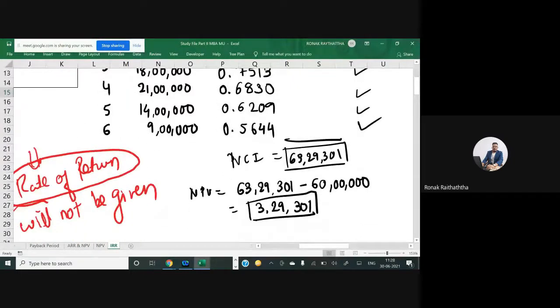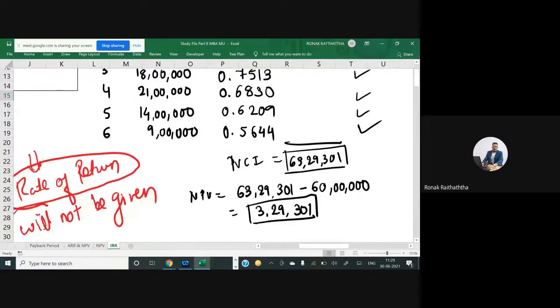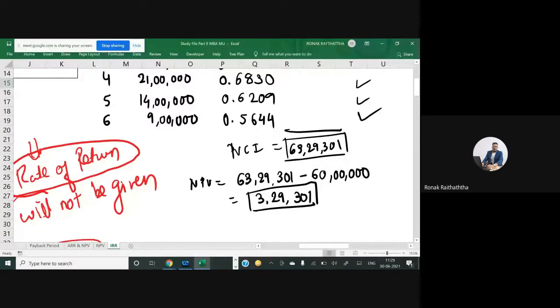Say if this NPV would have been negative, I'm just taking a hypothetical example. If this NPV were negative and we want to reach 0, that means we should increase the NPV. So the discounting rate should be lowered further, and we would take say 5% as rate 2. But right now the NPV is positive. We want to reach 0 because we want the IRR, where the NPV becomes 0. So to make it 0 from 3,29,000, we should increase our rate.